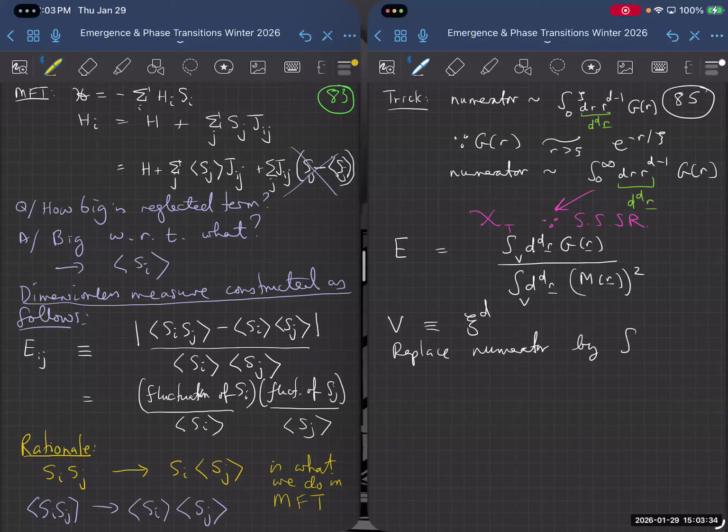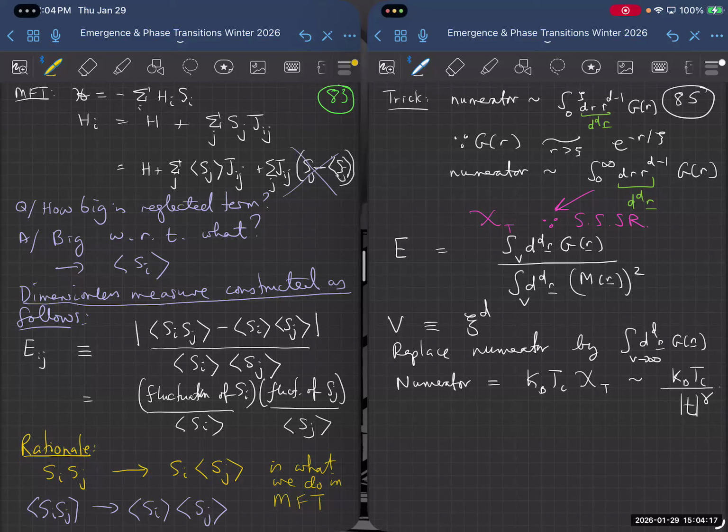by the integral as V goes to infinity, integral d^d r g(r). That's not going to make much difference. And so then we're going to get that the numerator is equal to kB Tc times the isothermal susceptibility. And the isothermal susceptibility, as we know, goes like t to the gamma. So this goes like kB Tc divided by t to the power gamma.